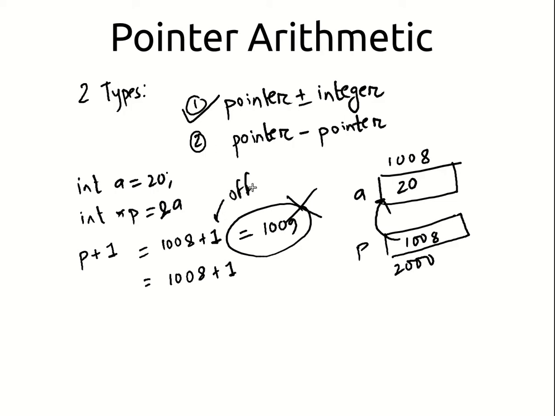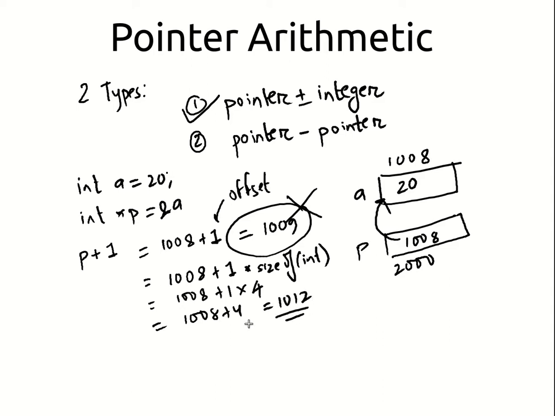This is the offset into size of int. Size of int, because my variable is of type int. This p is a pointer of type int. So it will actually be 1008 plus 1 into, let me assume that size of integer is 4 bytes. So it will be 1008 plus 4, which is equal to 1012. So if I do p plus 1, I actually get the address of the next integer, that is 1012.